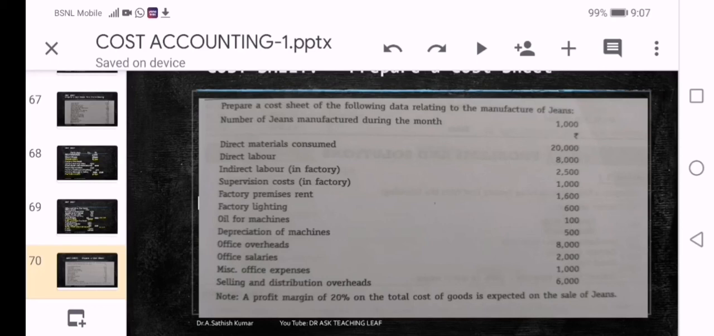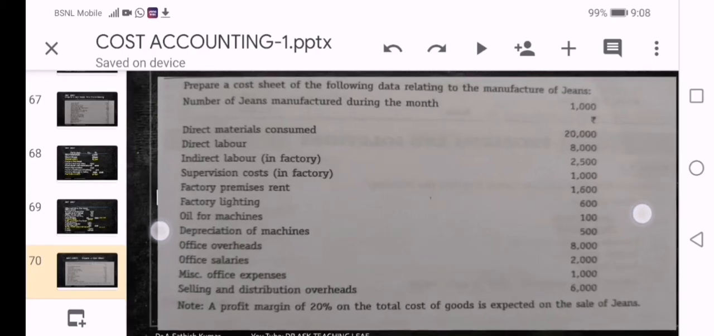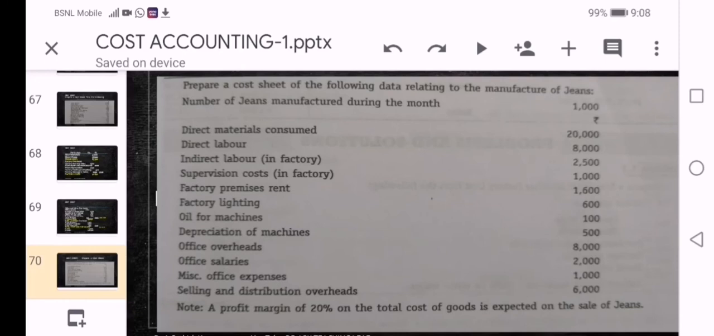But for your practice, this question is given, a very simple question, and it helps you to practice on your own and get an understanding of the preparation of a cost sheet. One note is given, just go through that. A profit margin of 20% on the total cost of goods is expected on the sales of jeans. Jeans is a product which is manufactured and sold in this example.